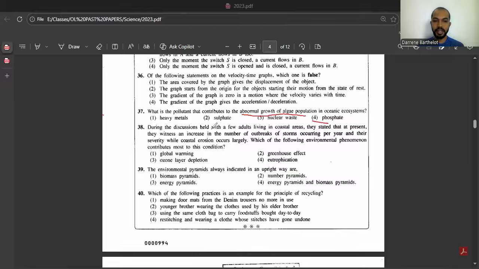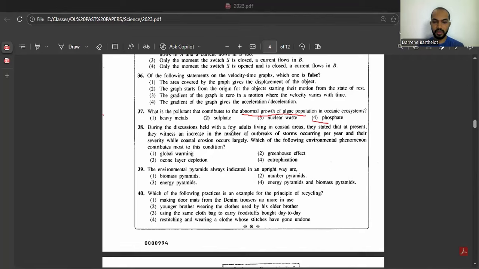38. During a discussion held with a few adults living in coastal areas, they said that at present they witness an increasing number of outbreaks of storms occurring per year, which means there's a kind of climatic change, right? And their severity, while coastal erosion occurs very largely, right? Which of the following environmental phenomena contributes most to this condition? You have global warming, greenhouse effect, eutrophication, ozone layer depletion.